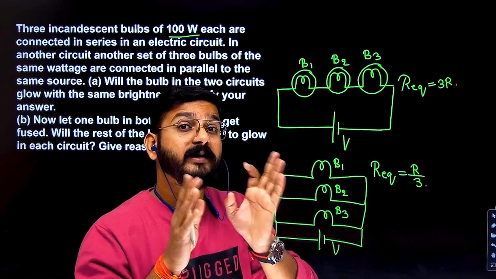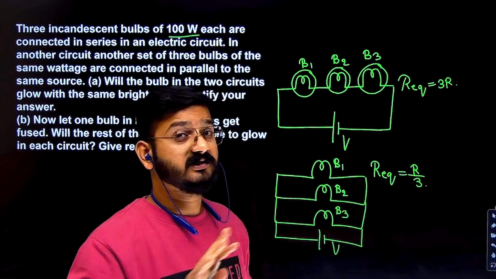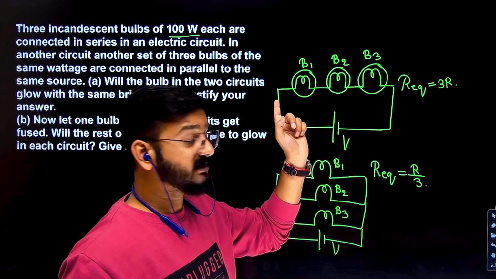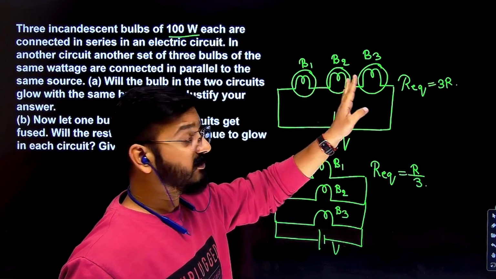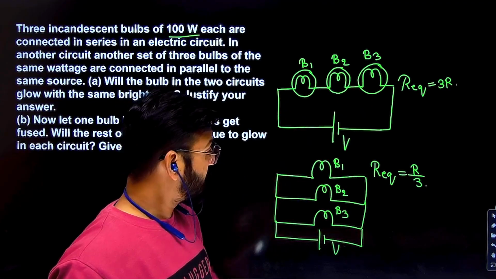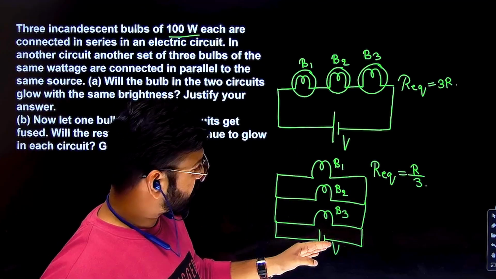The circuit will be open circuit, and in an open circuit, current doesn't flow. So in series, if any bulb fuses, the circuit will be open, and there will be no current in the circuit. Okay, but here what will happen? Any bulb fuses. Suppose B1 fuses.